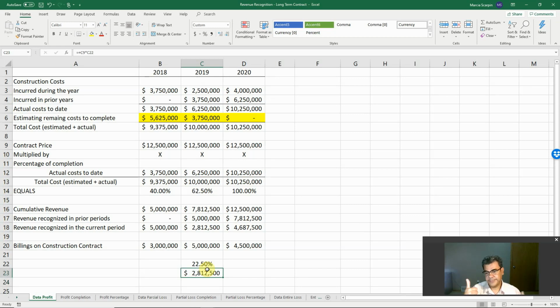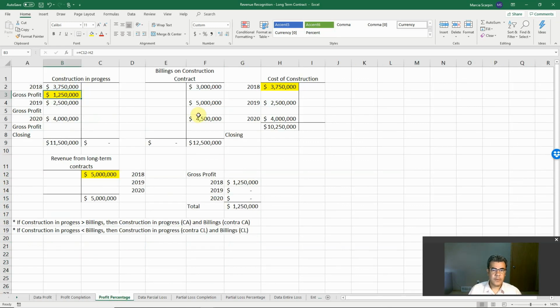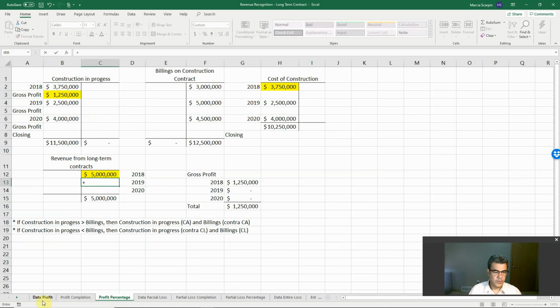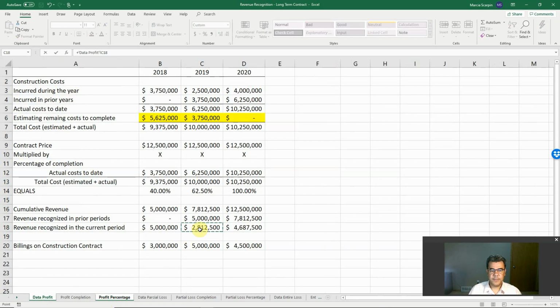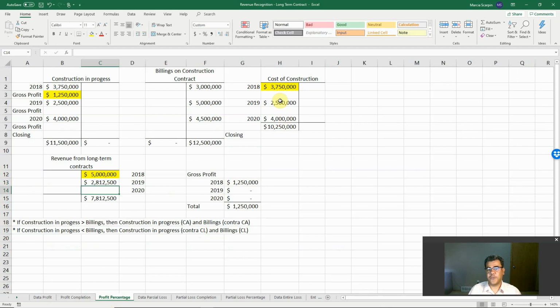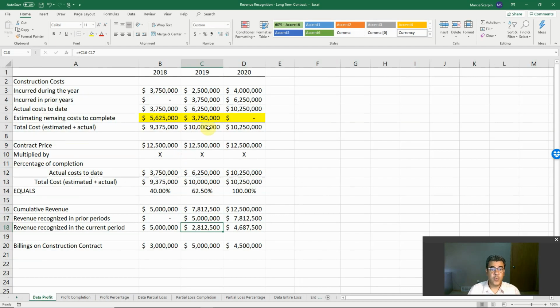Can we do it? Yes, no problem. So this is our revenue, 2.8, and the same, the cost of construction, 2.5. So we are profitable here. The gross profit is 2.8 less 2.5, 312. And it will be profitable because we always compare these numbers. The contract price must be greater than the total cost.